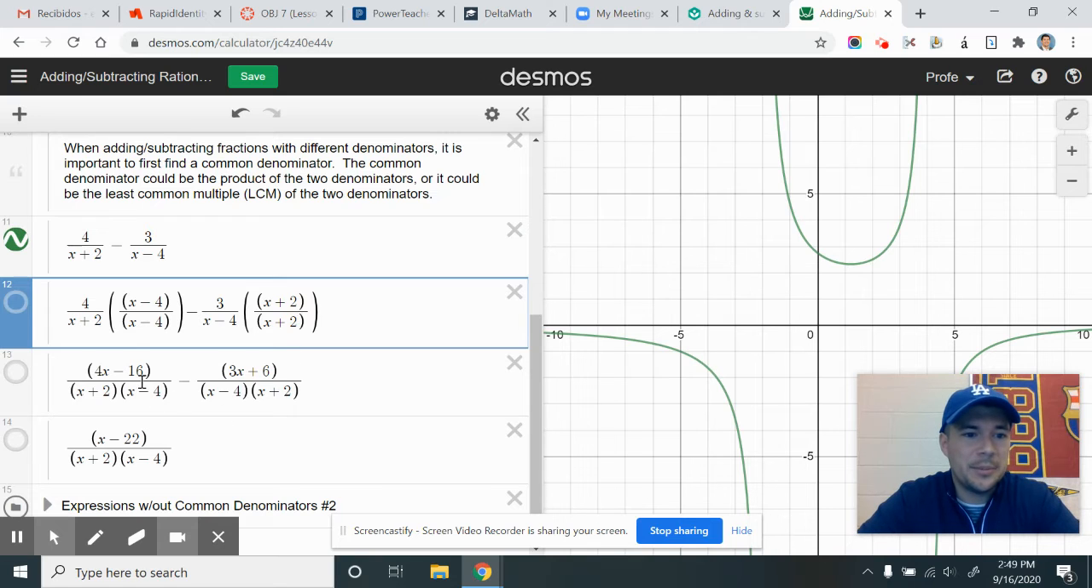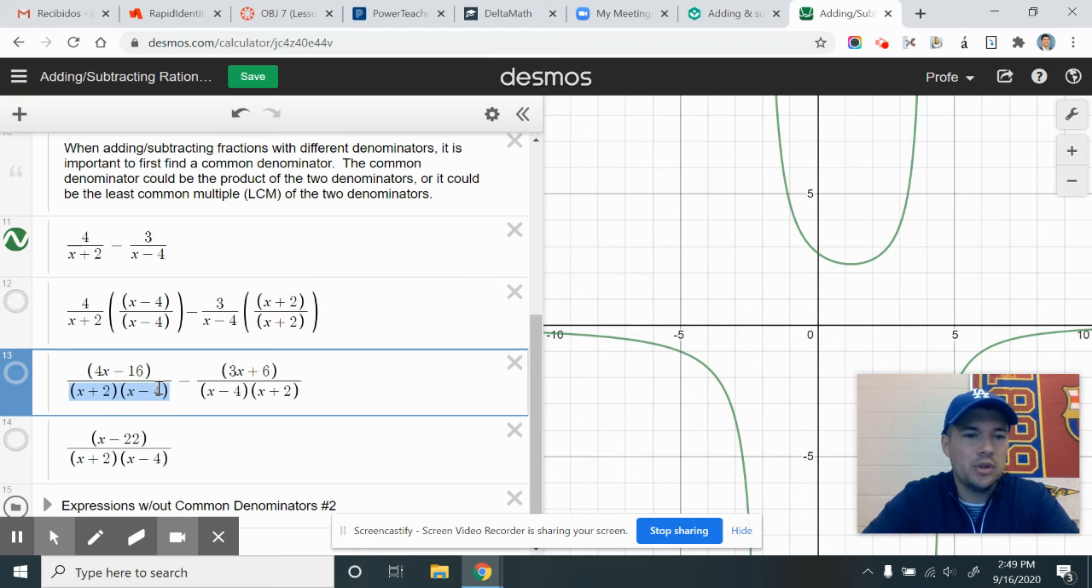Now, what I'm going to do in this next step is I'm going to simplify the numerators of both of my fractions. So I get 4x minus 16 and 3x plus 6 in my numerators. Look at what I do with my denominators. I'm not going to multiply these out. So I'm actually just going to keep them as x plus 2 times x minus 4 on both of them. I'm going to do that as long as I can. Unless the program asks you to enter the answers in expanded form, you can just leave these in factored form. That's the neat thing about it.